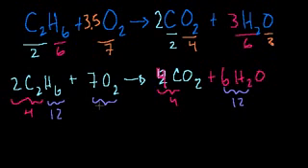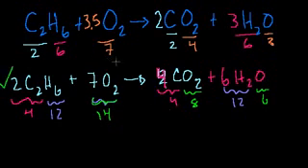Let me do a different color. I have 14 oxygens here. And here I have 8 oxygens. And here I have 6 times 1. I have 6 oxygens. So 6 plus 8 is 14. So my equation has been balanced.